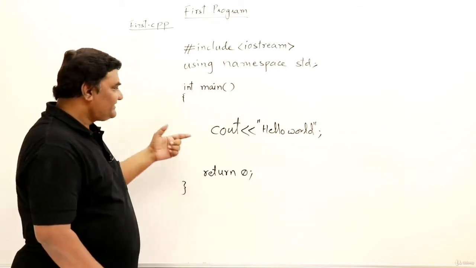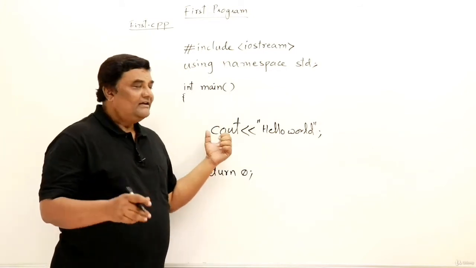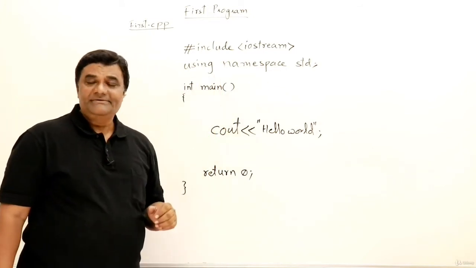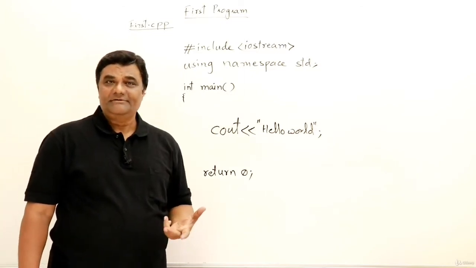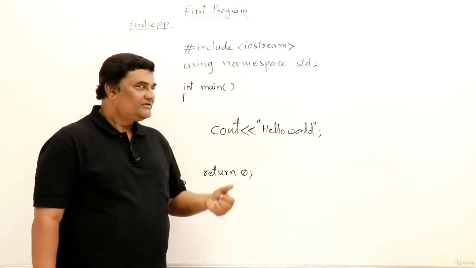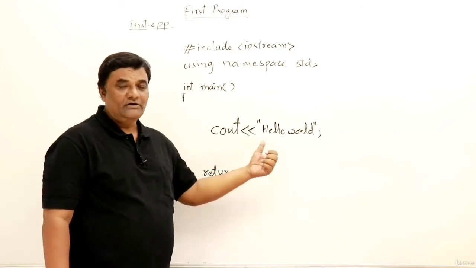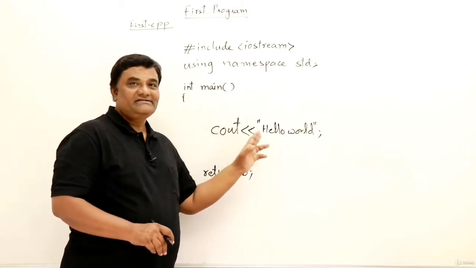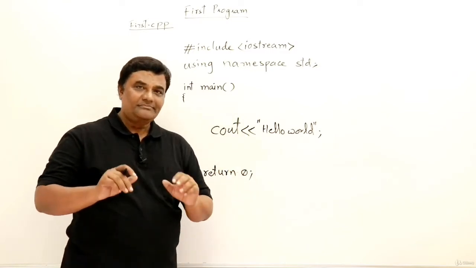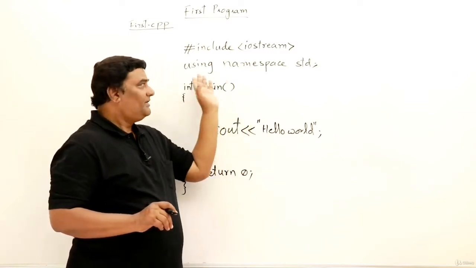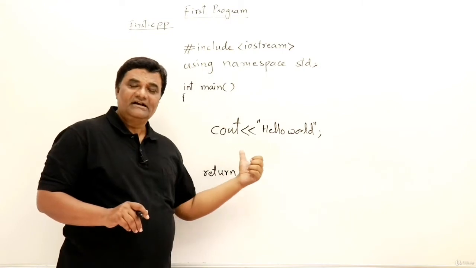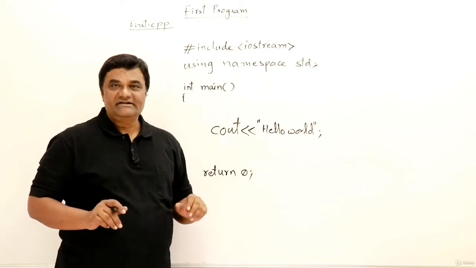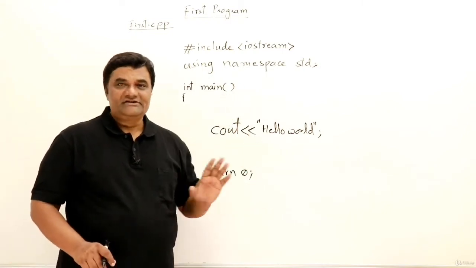Now writing std here is better than saying that we are using namespace, because we are not using everything from the namespace. We want just cout. So writing std colon colon and cout is better. But it is easy for beginners to just write cout. So I may be using cout many times, right? On the top I will be writing using namespace, and here I will write just cout. So that's all. This is the first program.